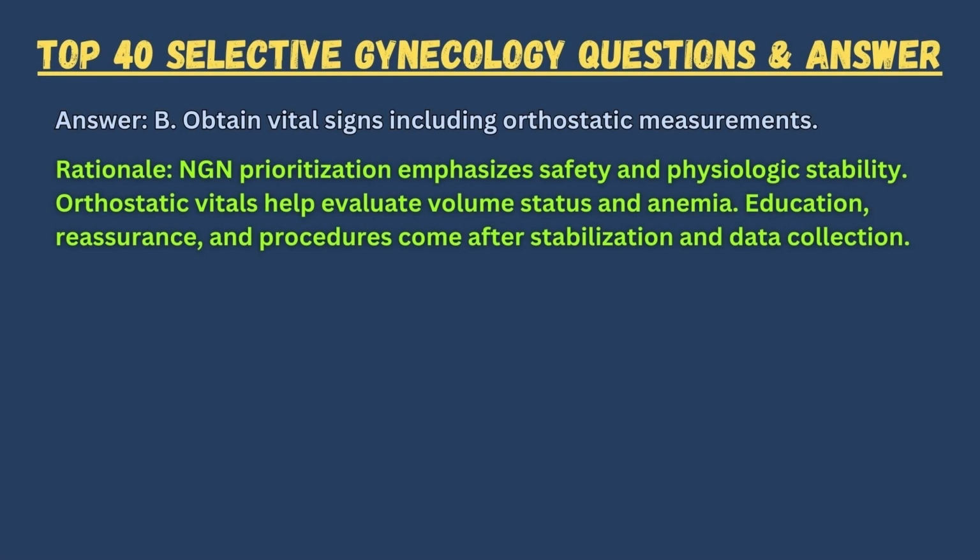Answer. B. Obtain vital signs, including orthostatic measurements. Rationale. NGN prioritization emphasizes safety and physiologic stability. Orthostatic vitals help evaluate volume status and anemia. Education, reassurance, and procedures come after stabilization and data collection.